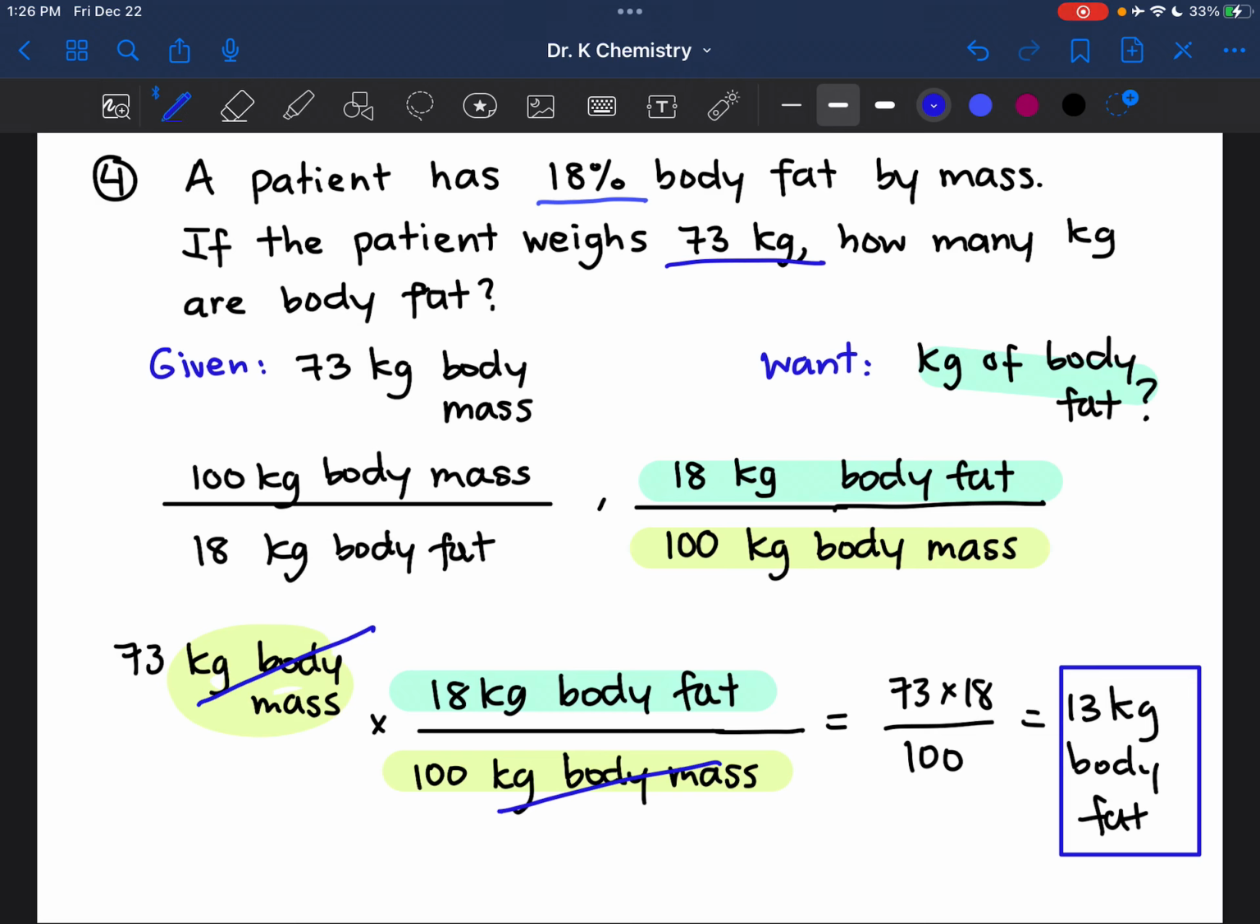So that's the only trick to these percentage problems. Anytime you see a percentage, make the denominator 100, and then the numerator is exactly equal to the percentage.